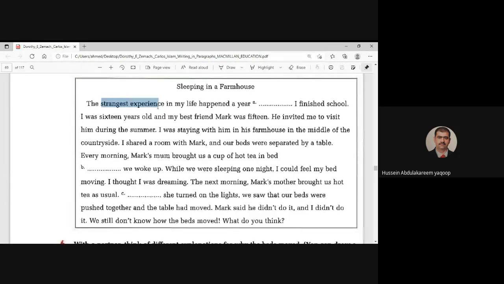This event happened a year before he graduated or finished school. So which one came first now? The experience or the graduation? The experience, Doctor. The experience happened, as you see here, a year before. سنة قبل أن أنهي أو أتخرج من مدرستي.